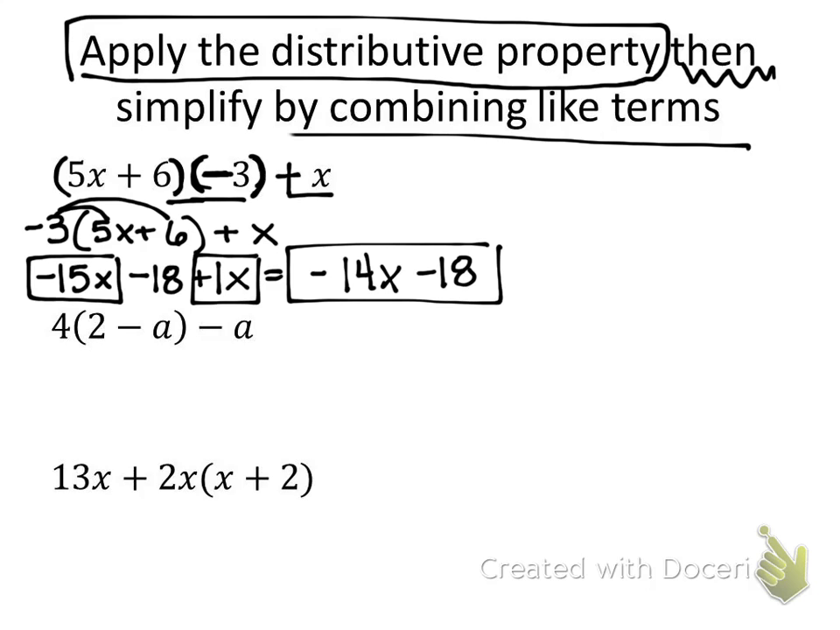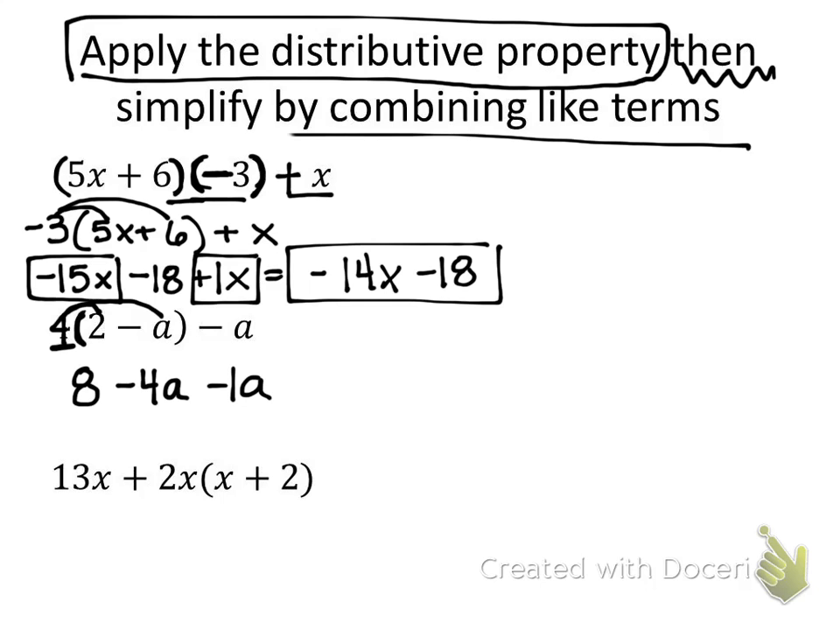The 4. Look for something that's directly on the outside of parentheses. It's either going to be on the front or the back. And I see that this 4 is right up next to these parentheses, so that's what I'm distributing. So I distribute this 4 to everything. 4 times 2 is 8. 4 times negative a is negative 4a. Then I just rewrite minus a because it's just on the end. What's the number in front of minus a? 1. Don't forget about it.